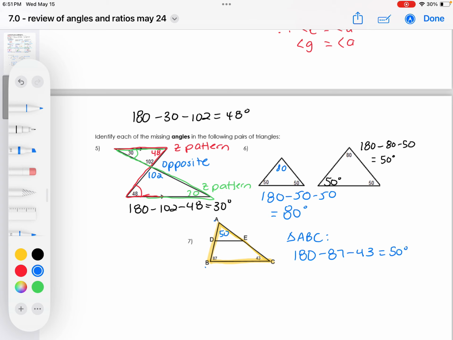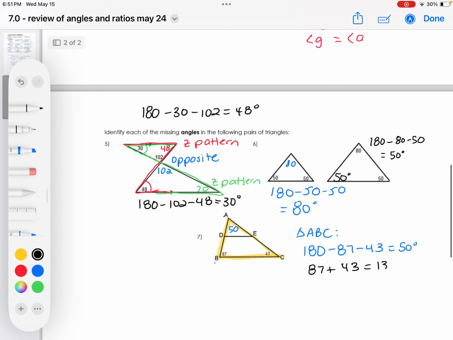If you did this in grade 9, where you added the 2 angles together first, and then you had to do 180 minus the 2 added together, you get the same answer. So either way is fine. So now we have the other triangle, this little triangle at the top. So we have technically solved angle A, angle B, and angle C in that triangle ABC.